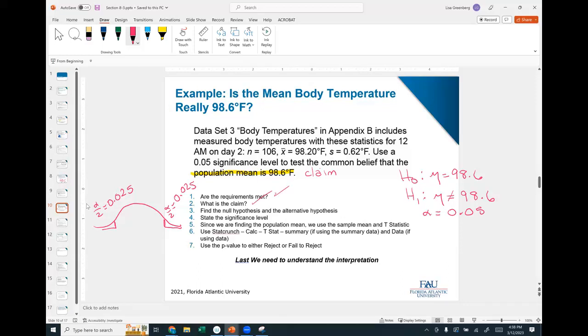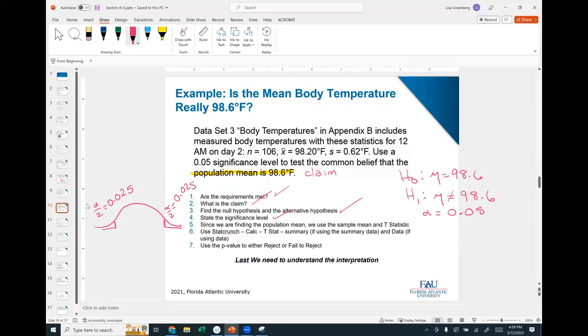Okay. So we've met the requirements. We found the claim. We found the null and alternative hypothesis. We stated the significance level. Since we are finding the population mean, we use the sample mean and t statistic. We can't use the z score. Because we're using samples, we have to use our t statistic.